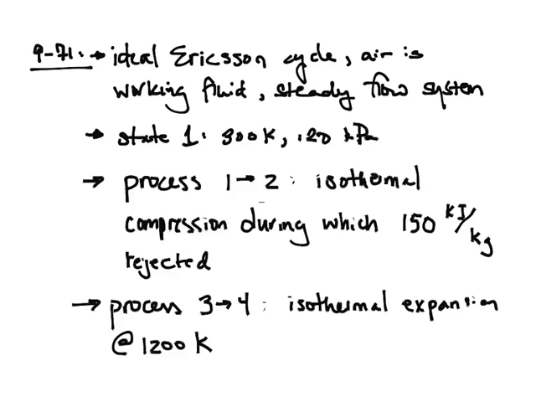This is example problem 9-71 out of your book. This problem deals with an ideal Ericsson cycle. We're told that air is the working fluid and it's a steady flow system, so it's an open system.